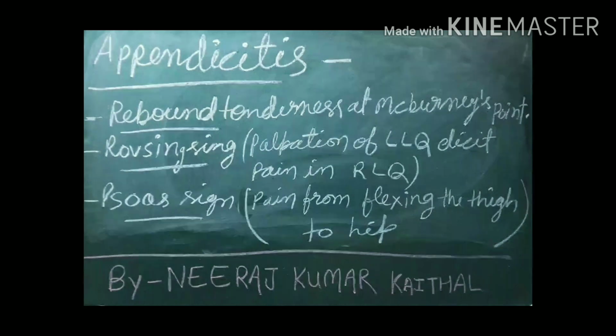First is rebound tenderness at McBurney's point. Second is Rovsing sign. Rovsing sign means palpation of left lower quadrant causes pain in right lower quadrant. Third is psoas sign. In this, pain from flexing the thigh at hip.